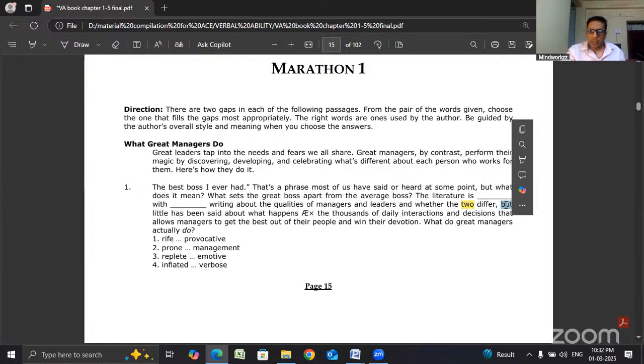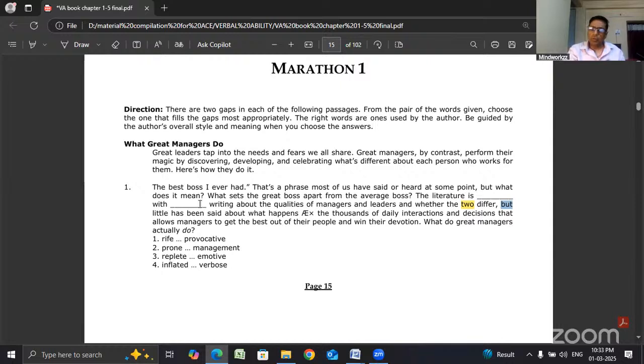Can you understand this? That "but" is a thought reverser in a passage. It is reversing the previous thought. So this is where you need to apply the comprehension. So, but little has been said. So definitely we are talking about more, a lot. Replete, filled with, something like that.